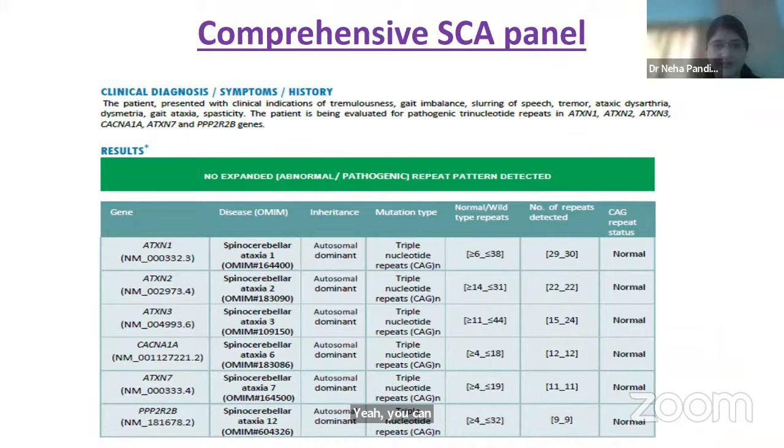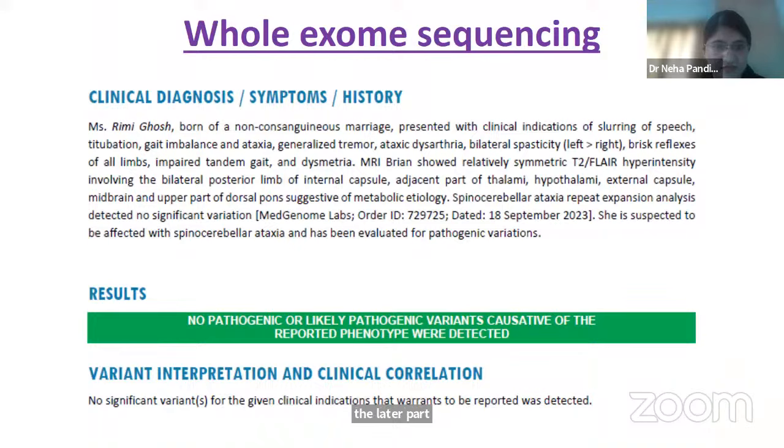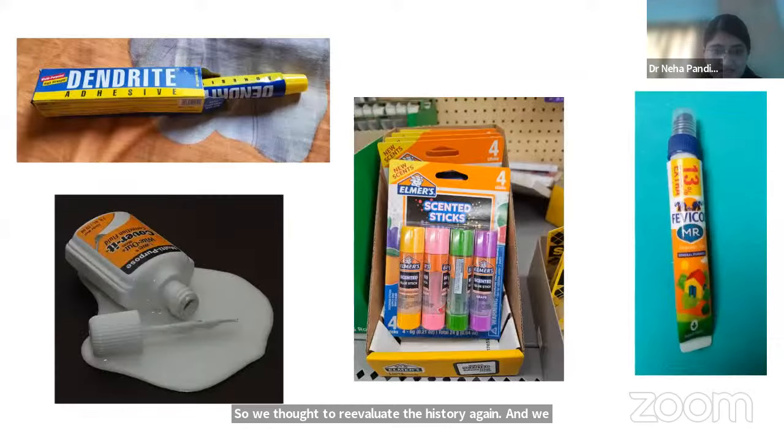So when all the tests were done and they were negative, including the genetic testing, we thought to reevaluate the history again. And we asked the patient whether there is any history of abuse. So yes, she was basically sniffing glue for the last 2 to 3 years. And these were all the substances that we found at her home. So this was a case of glue sniffing ataxia.